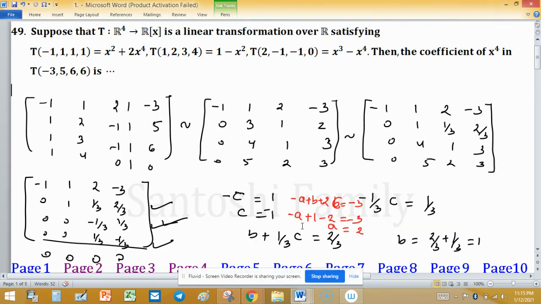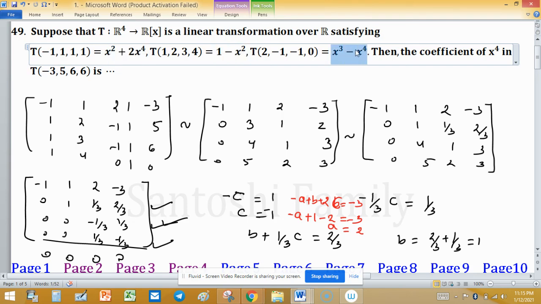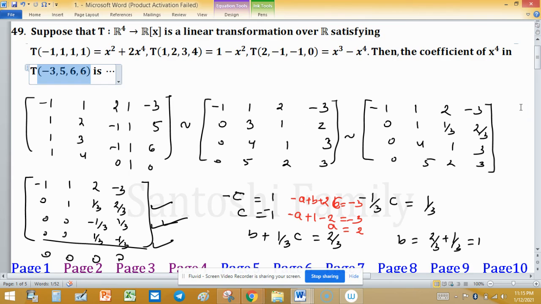So whenever you get the values of A, B, C, multiply them with the respective images, and you will get the image of the asked element. The examiner can ask either for the coefficient of x^4 or for the image of that element. So the answer to this problem is 5.